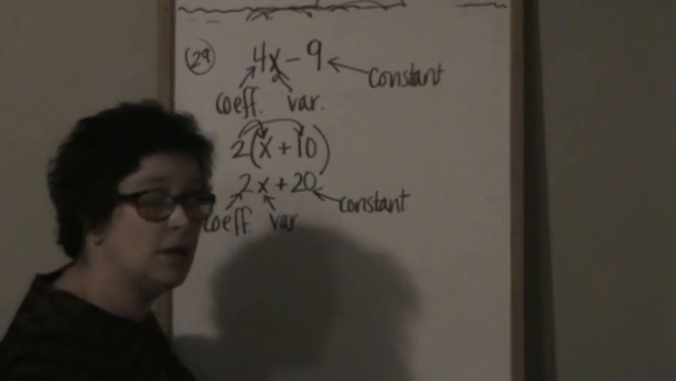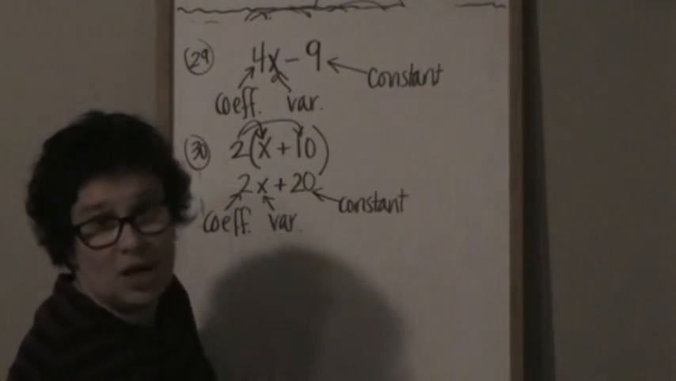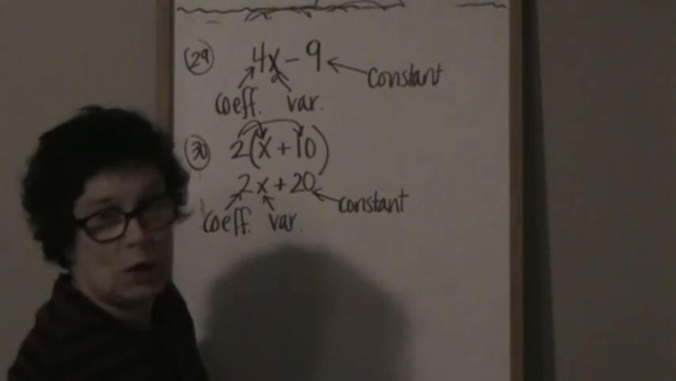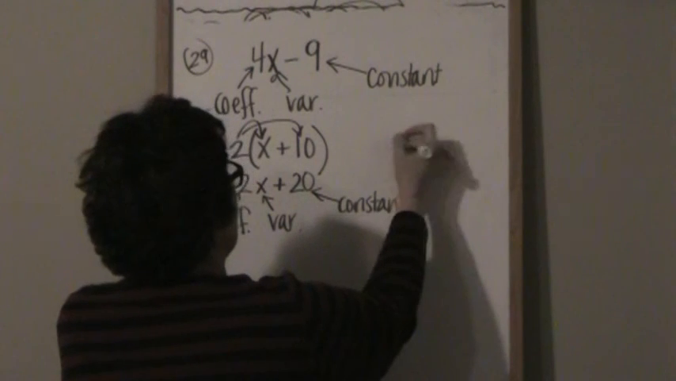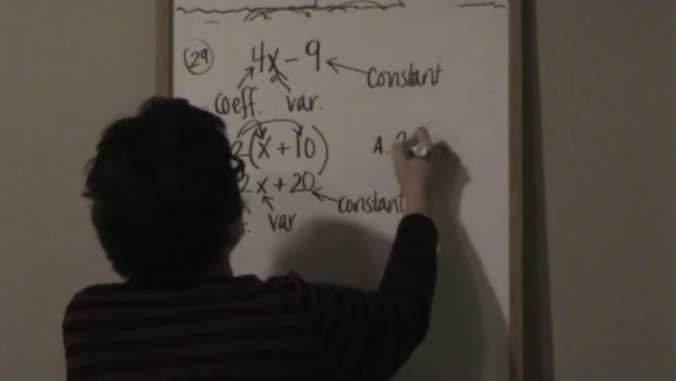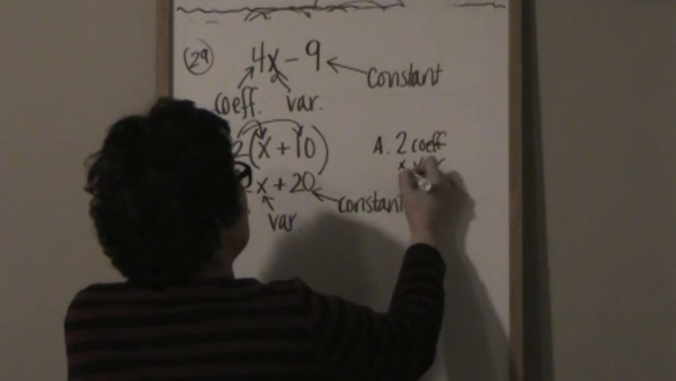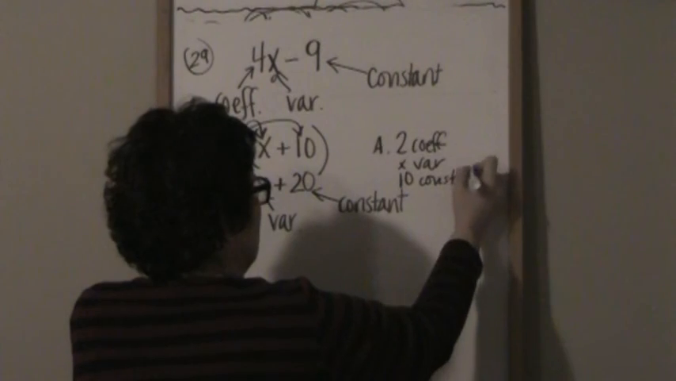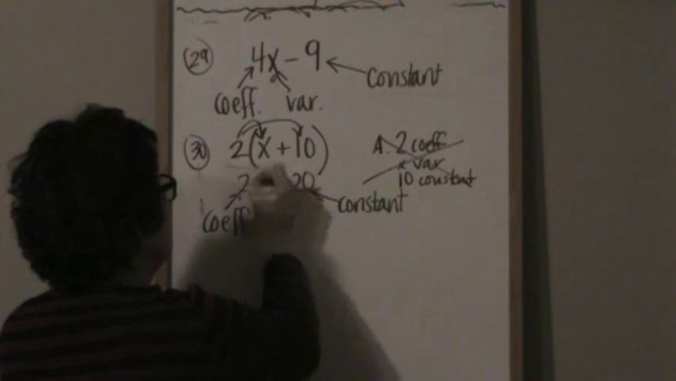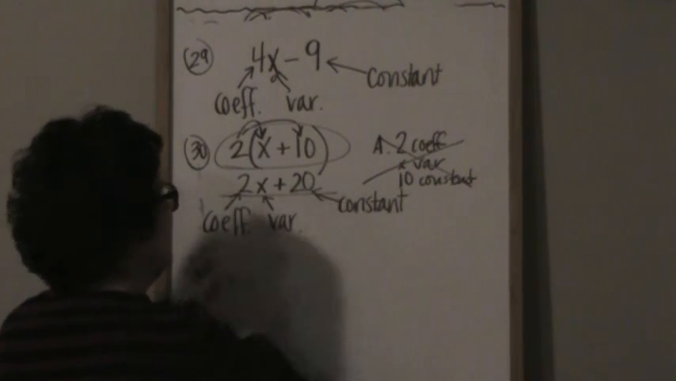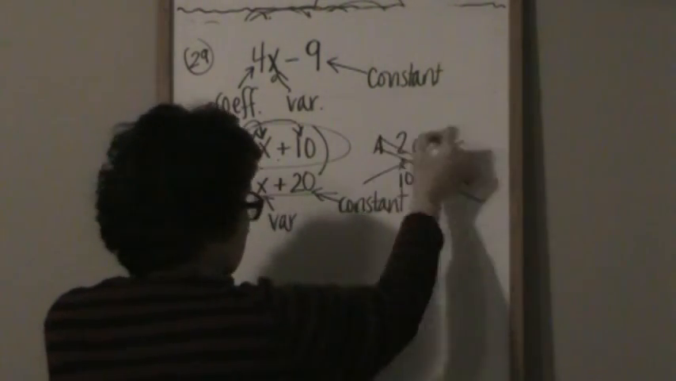I'm going to give you a little hint right here if you're still listening. Okay? You will probably see a couple of these on your test, and it will be multiple choice. And I can guarantee you for number 30 right here, one of the choices, like choice A, will be 2 is your coefficient, X is your variable, and 10 is your constant. Okay? That is incorrect. You have to simplify and then identify. So if this is one of your choices for that, it's wrong.